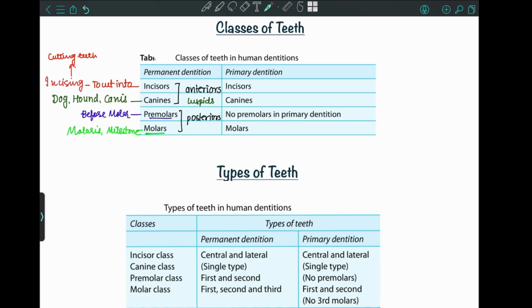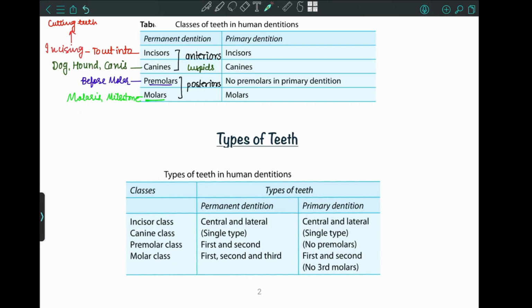Premolars. Before molar teeth, the term premolars merely recognizes the anatomical position of these teeth, that is, in front of molars. They are also sometimes referred to as bicuspids, since these teeth commonly have 2 cusps. Molars. Molaris in Latin, millstone. The term molars refers to the grinding, triturating function of these teeth with their wide occlusal surface.